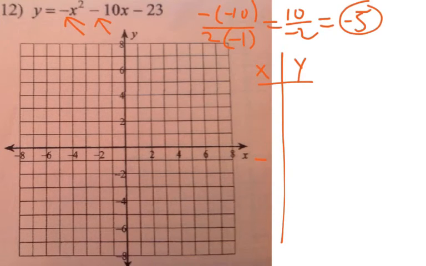So now when I make my table, this time, notice negative 5 is in the middle. Again, just count up and down from negative 5. You want 2 numbers on each side of the vertex. And now it's just a matter of plugging in the numbers. So I'm going to start with negative 3.